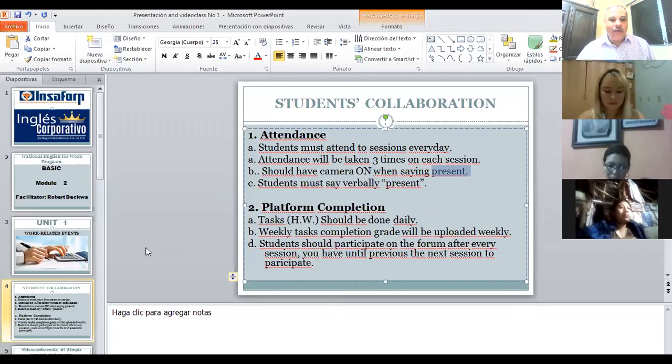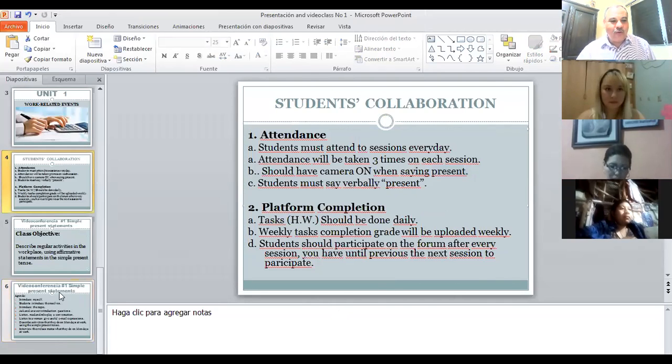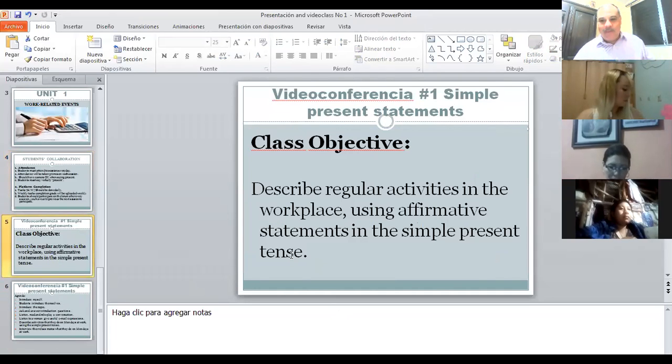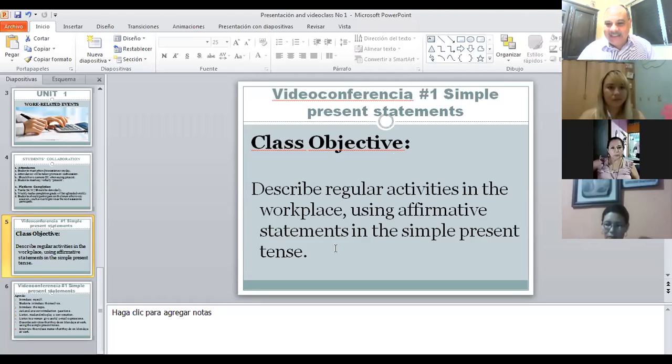Vaya. Ok, eso era en cuanto a la plataforma. Ahora, todos los días nosotros vamos a tener una videoconferencia con un nombre. Esta se llama Simple Present Statements. Ok. And the objective of this class is to describe regular activities in the workplace using affirmative statements in the simple present tense. Okay, that is the objective.